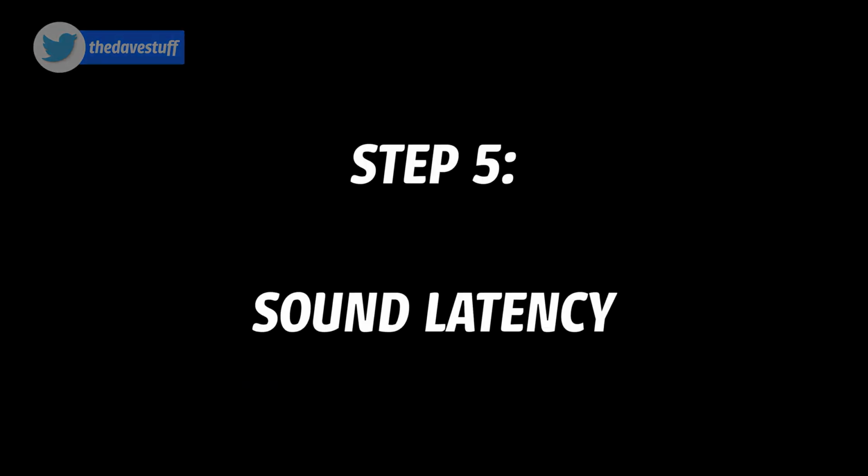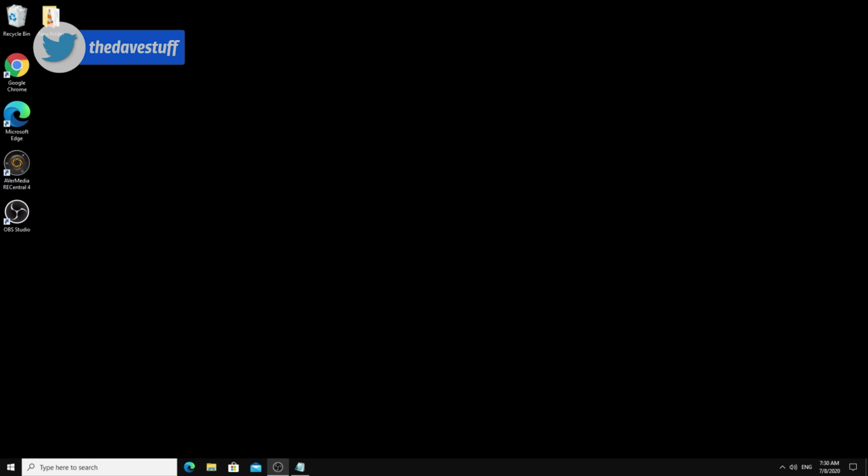Step 5. Sound latency. Most apps and games today still stick to 16-bit 48,000Hz sound files due to compatibility reasons. However, Windows typically sets the sound to 24-bit 48,000Hz. Due to this, a conversion takes place and can add some latency. To ensure no additional latency takes place, we're going to change the sound settings to 16-bit 48,000Hz.